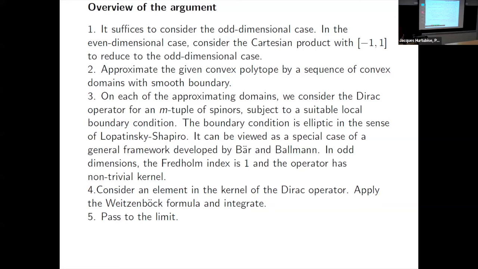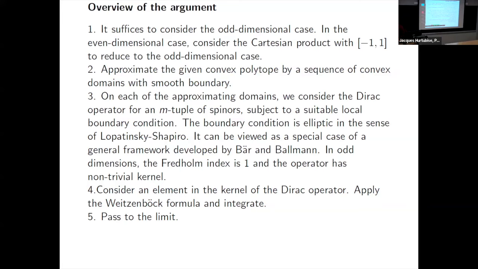To get around that, you can approximate your given polytope by a sequence of smooth domains. For example, you can exhaust it from the inside by a sequence of smooth domains. And then on each of these approximating domains, you can consider a Dirac operator. Specifically, I want to consider a Dirac operator for an M-tuple of spinors, and I want to impose a boundary condition. The reason I want to look at M-tuples of spinors is so that I can make sense of the boundary condition. I'll explain that in a minute.